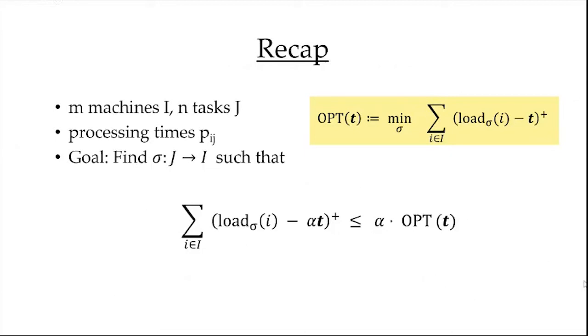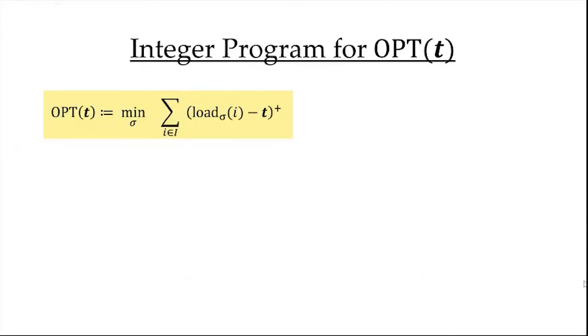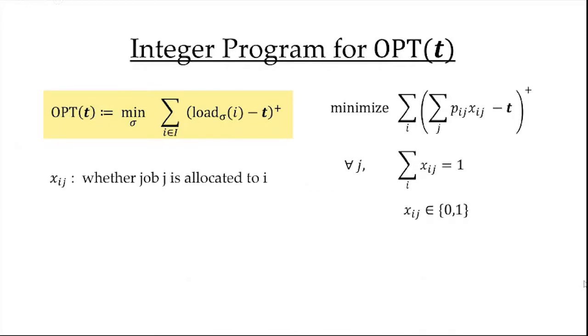Okay, and this is the part which I want to get our heads around. How do we figure out about opt t? So let's use our tools from approximation algorithms. Let's write an integer problem. That's easy. I have a variable xij which says whether job j goes on machine i. Every job must be allocated. And now this is not linear. So it's an integer program, but not an integer linear program. It says for every machine I look at the truncated linear part.